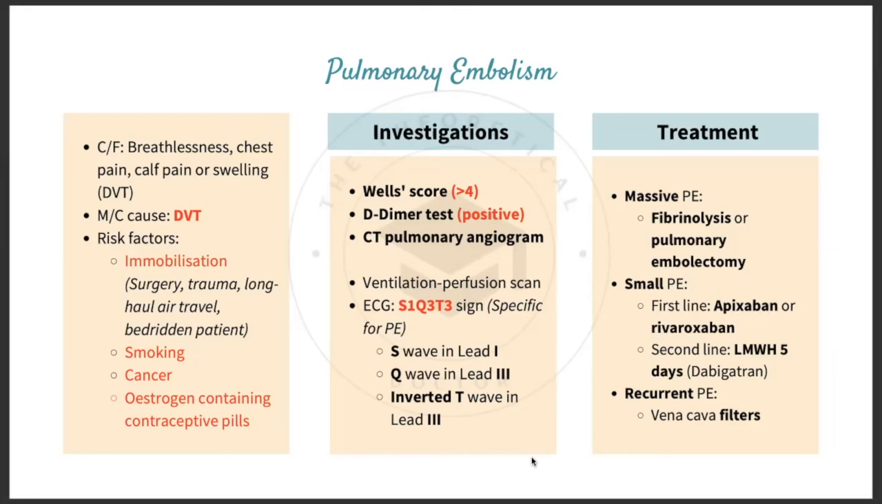Okay, so treatment, if it is massive, it depends on the size. If it's massive, then you would opt for fibrinolysis or a pulmonary embolectomy. Basically, you just cut open a patient and remove whatever is occluding. And then if it's a small PE, the first line would be apixaban or rivaroxaban. And if that's not available, you can opt for a low molecular weight heparin for 5 days. And if it's recurrent, then you can opt for vena cava filters.